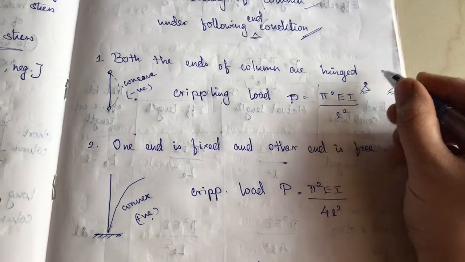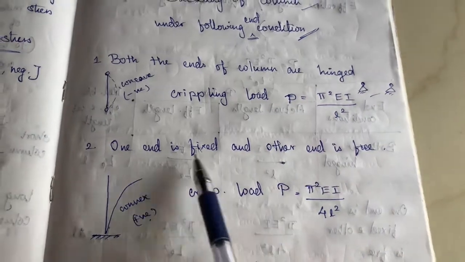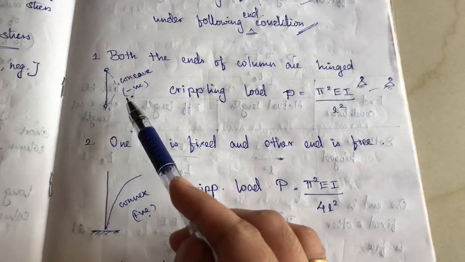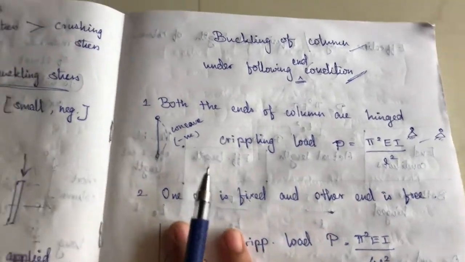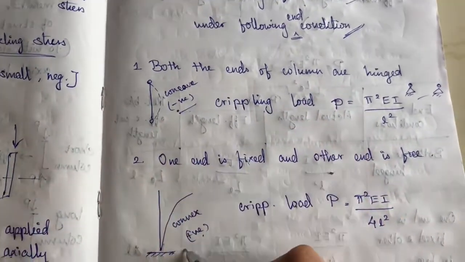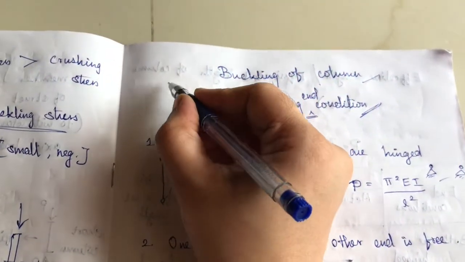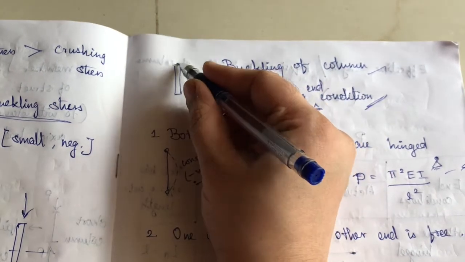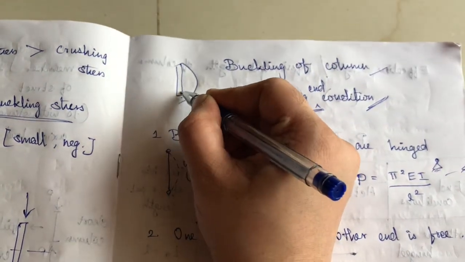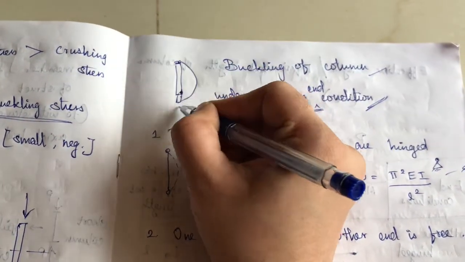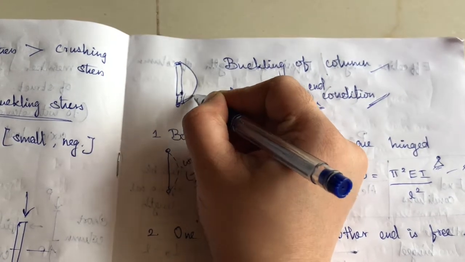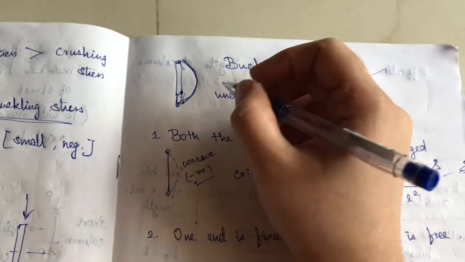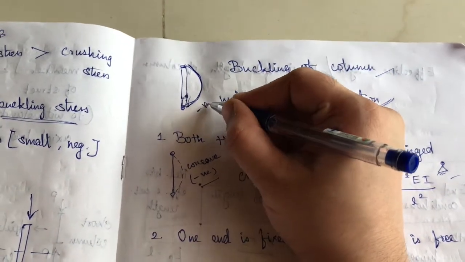Okay, so both the ends of the columns are hinged. You can see here it is hinged and it starts to buckle. Here you have to remember the sign. Okay, this is very, very important actually. If the column bends like this, if it is hinged, it will bend like this, buckle. So this is what a concave lens is. So concave means it is negative.